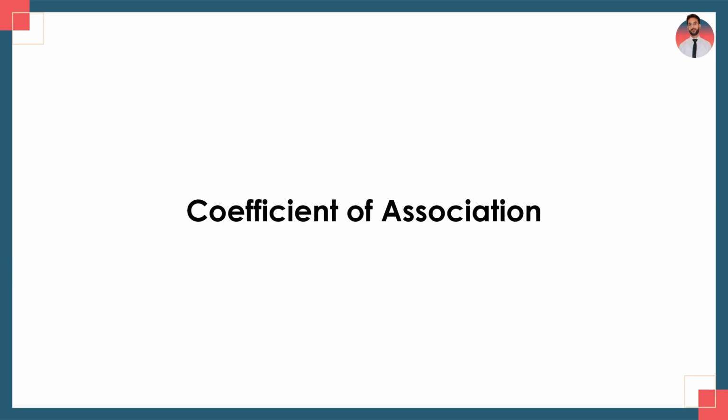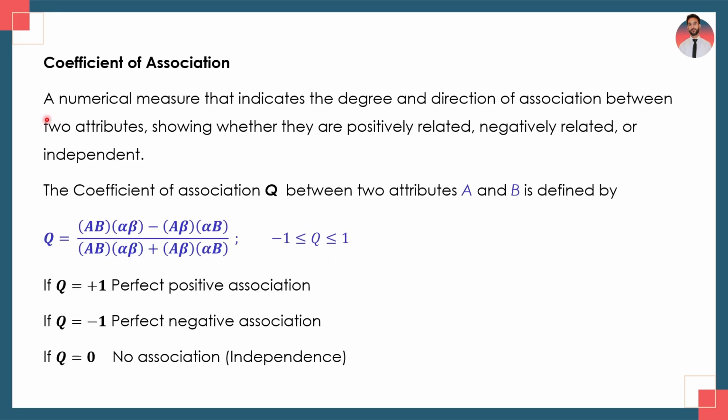Now secondly, I will discuss the coefficient of association. Coefficient of association: a numerical measure that indicates the degree and direction of association between two attributes, showing whether they are positively related, negatively related, or independent. The coefficient of association is denoted by Q and it measures between two attributes A and B. It is defined by the formula Q, and this formula is for a 2 by 2 contingency table, with two rows and two columns.